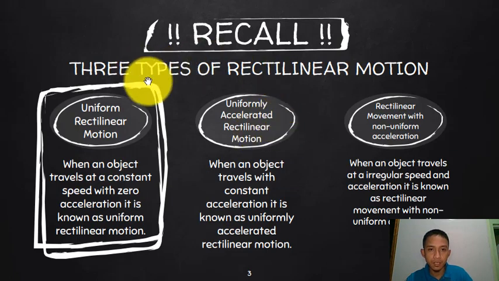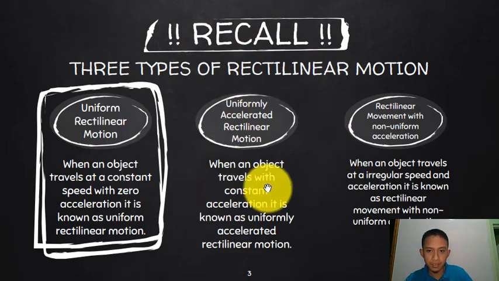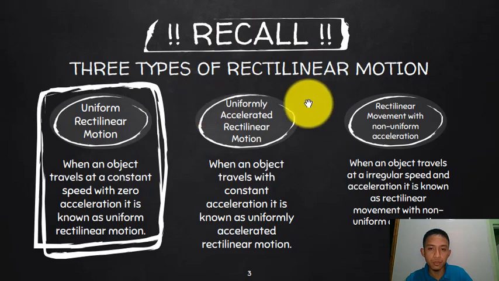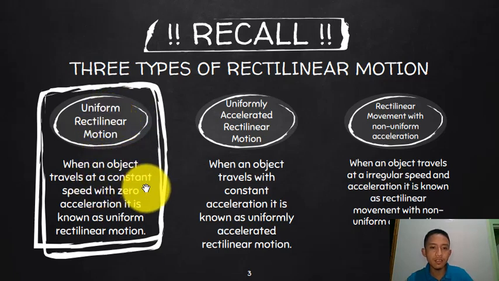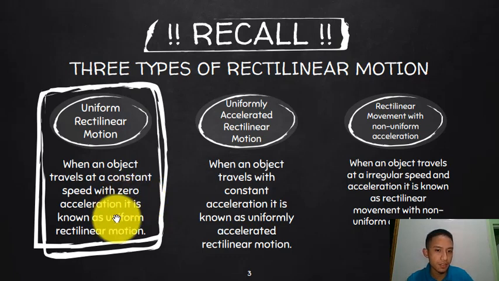If you try to recall, we had this topic in your previous Module 1, isn't it? We discussed the types of motion, and we have here uniform rectilinear motion. So that is what we are going to discuss under Unit 1. Let's try to recall: uniform rectilinear motion is when an object travels at a constant speed with zero acceleration. It is known as uniform rectilinear motion.